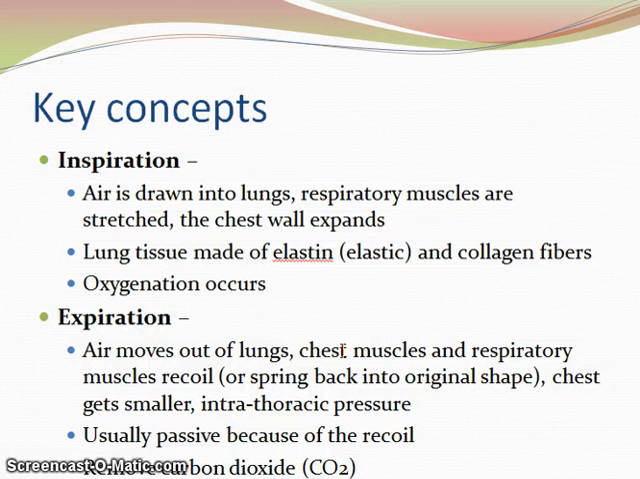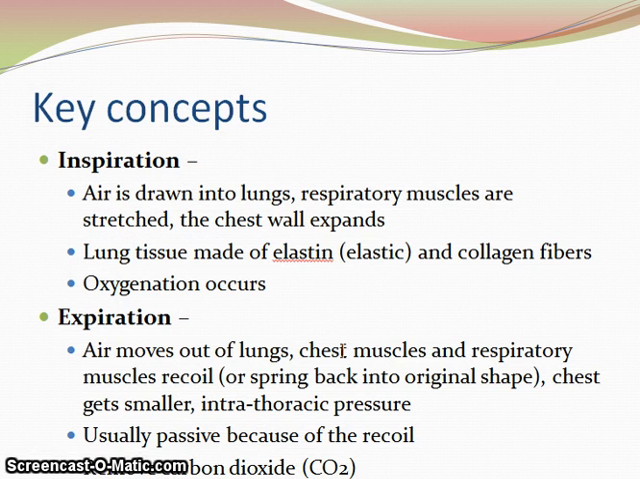Right, some key concepts to remember with the pulmonary system. We have inspiration and expiration. Inspiration is when we draw air into our lungs. Our respiratory muscles get stretched, so our chest wall expands and opens up. Our lung tissue is elastic so that it can expand and pull air in during inspiration, and it's made of collagen fibers to make them stretchy. This is when oxygenation occurs. This is when we get oxygen into our lungs.